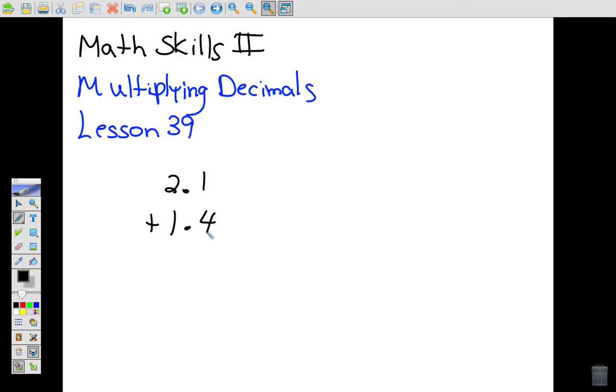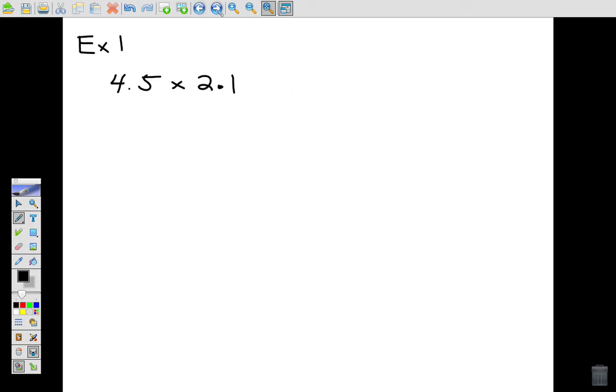So if I were adding 2.1 plus 1.4, I line up the decimal points, we move the decimal points straight down, and we get an answer of 3.5. Now it's different when we multiply decimals. In example 1, we're going to take 4.5 times 2.1. We don't have to line up the decimals. Here, just because we have the same amount of digits and the decimals in the same place, they naturally line up. But when we multiply decimals, you don't have to line them up.